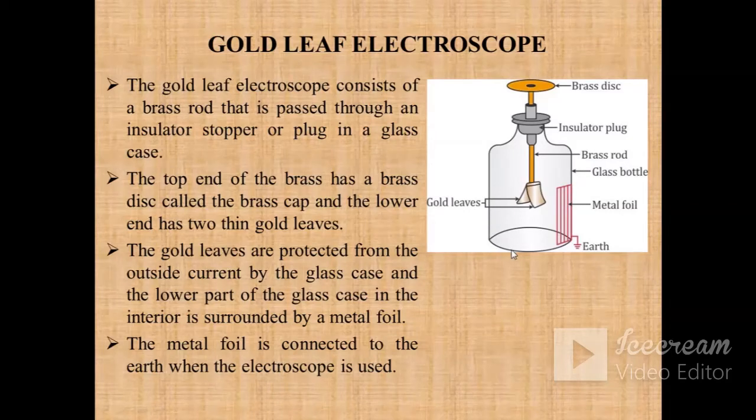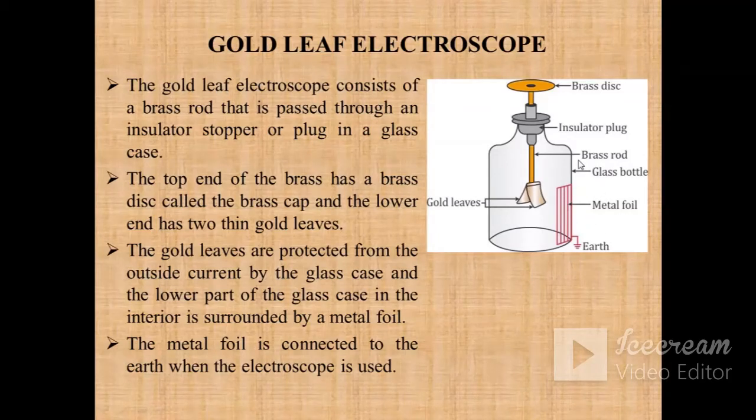So this is the reason it has been put into the glass case, so that no outside current flows to these gold leaves, because we know that glass is a bad conductor of electricity. And the lower part of the glass case in the interior is surrounded by a metal foil.